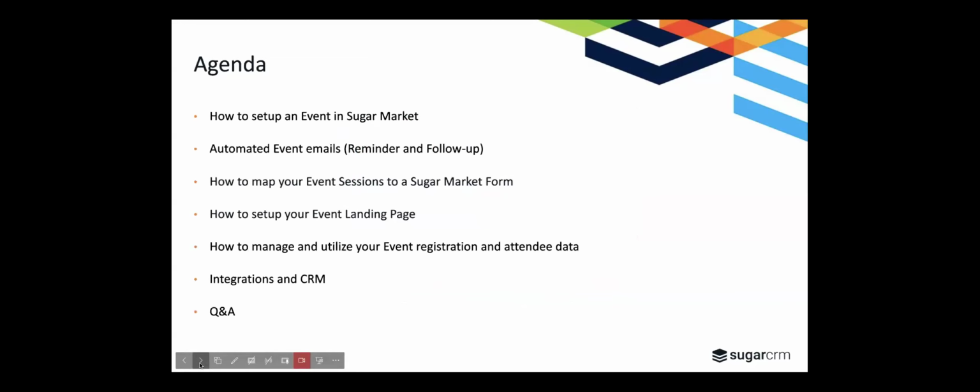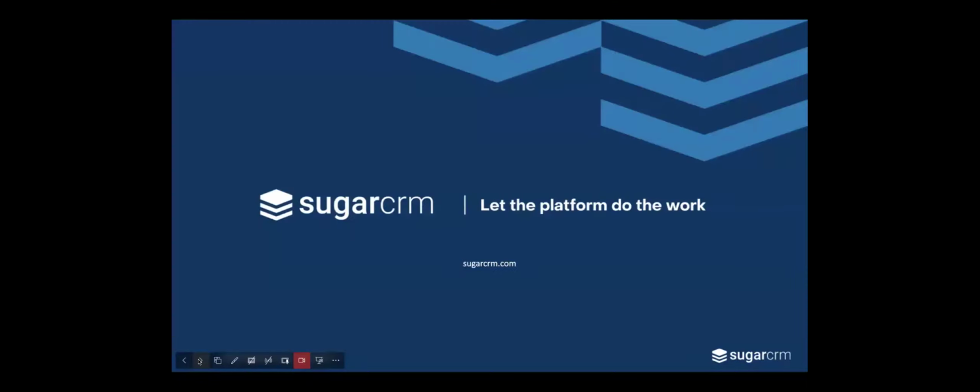This is our agenda for today. How to set up an event in Sugar Market. That's what we'll start off with. Then we'll discuss automated event emails, a reminder and follow-up, how to map your event sessions to a Sugar Market form, how to set up your event landing page, how to manage and utilize your event registration and attendee data, integrations in CRM, and then lastly, we'll finish it up with Q&A. Alrighty, so I'm going to stop sharing. James, I'll let you go ahead and kick it off.